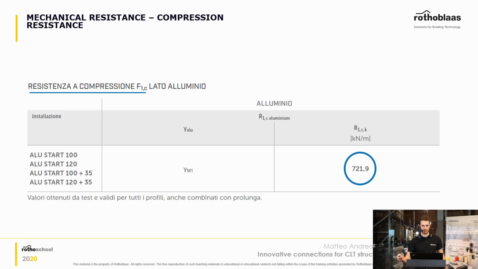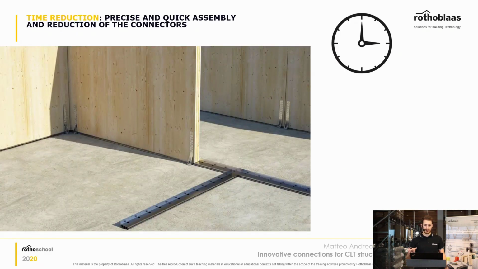And let's have a look at the compression resistance that you have on your Alustart. Of course, it's a connection that you find at the base of your structure, so it has to withstand high compression loads. And as you can see here, it can withstand 721.9 kilonewton per meter of compression. So it's quite a lot. So that means you can use this kind of connection with multi-story buildings, no problem, and it's very time effective.